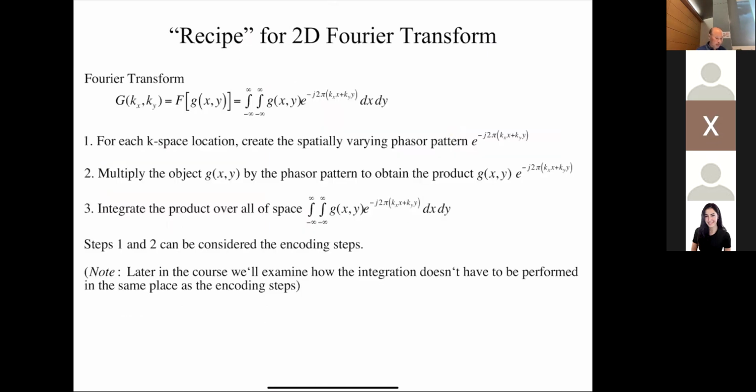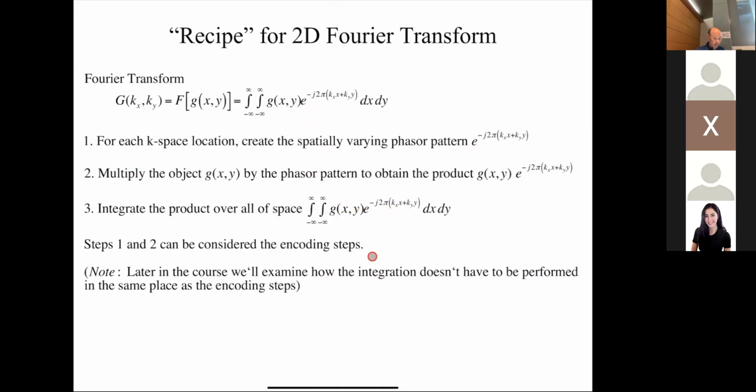Okay, so here's the recipe for the 2D Fourier transform, right? The 2D Fourier transform says, take your object, multiply it by this spatially varying phasor pattern, and then integrate. Okay, so creating the spatially varying pattern is done by the gradients. Multiplying the object is essentially just implicit because the gradients are acting on my object. Okay, so steps 1 and 2 are what we call encoding. And then step 3 is just integration. Okay.